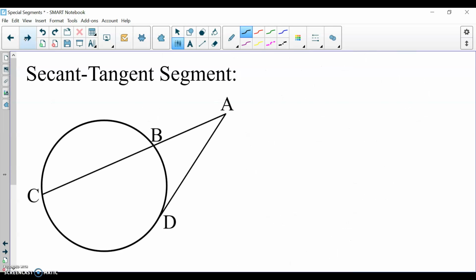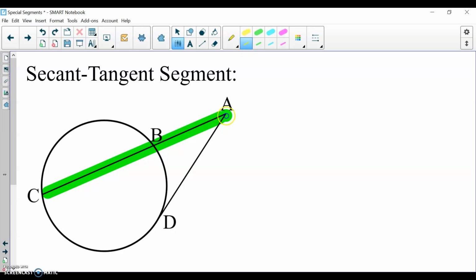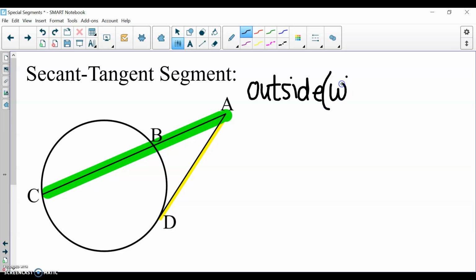Okay. The last relationship that they review is called the secant-tangent segment. That's when you have one secant line, which again touches the circle twice, and then one tangent line, which only touches the circle once. For this formula, again, a general outline here for the secant segment. What they usually have you do is take the outside, and you're still going to multiply it by the whole secant segment. And that's going to be equal to the tangent segment to the second power, or the tangent segment times itself.